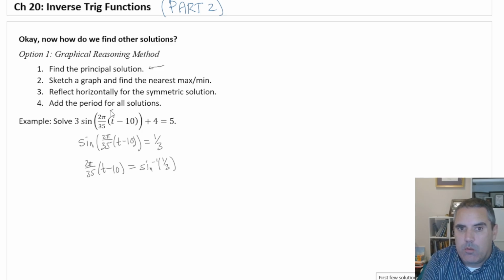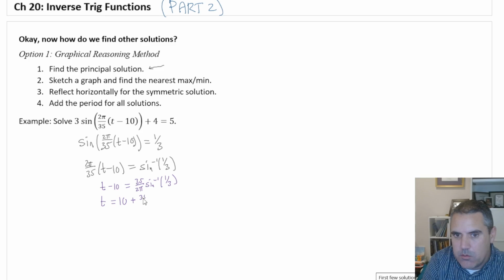Now in this model, we're assuming we're in radians because that's how we've set up our general sinusoidal model. So it'll be a messy number, but that's the game. Okay, so then we can just keep solving. At that point, you could plug that in your calculator, but you can go from here. 35 over 2 pi, arc sine of 1/3, and then you can add 10. We just have to remember that that only gives us one answer.